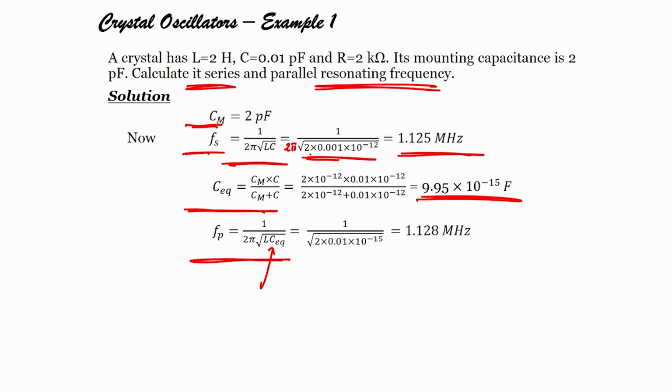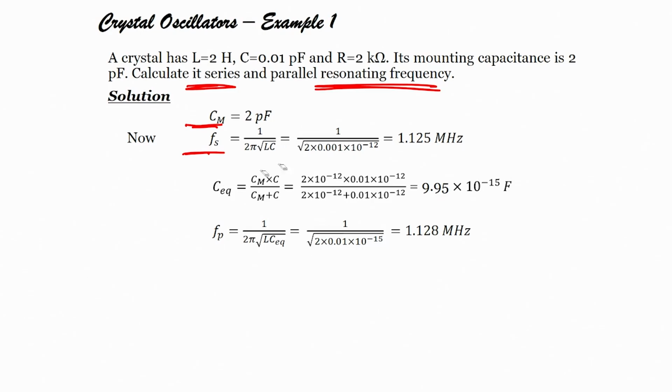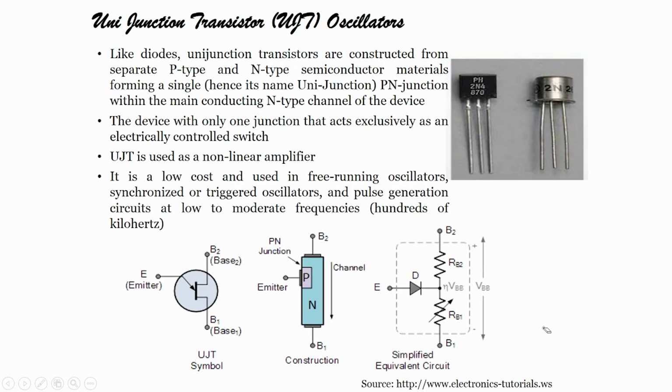So, now we know C equivalent. Substituting the value of C equivalent in the equation of Fp, we get 1 by 2 pi under root of L, which is 2 Henry, into C equivalent, 9.95 into 10 to the power minus 15. When we solve this, we will get the answer close to 1.128 megahertz. Easy.